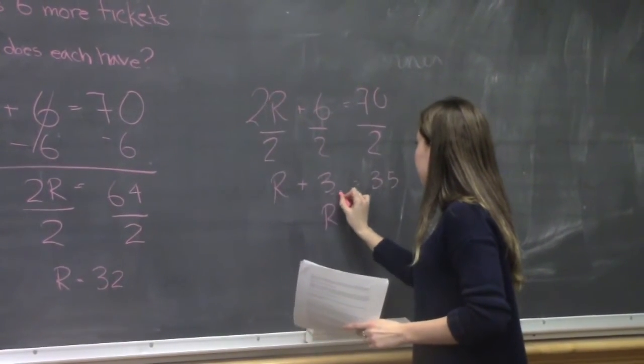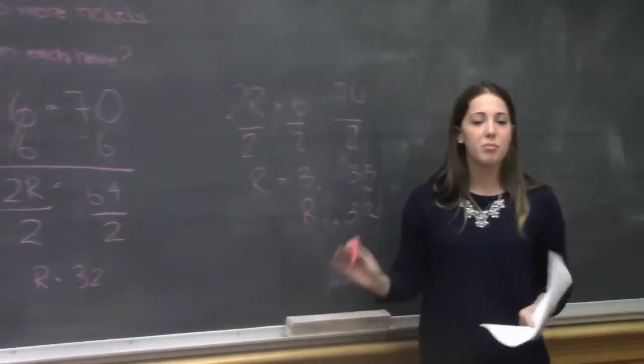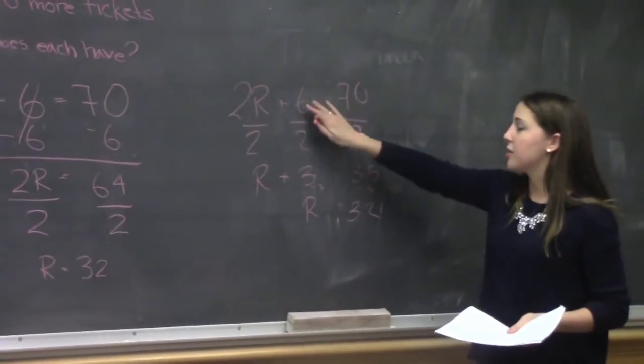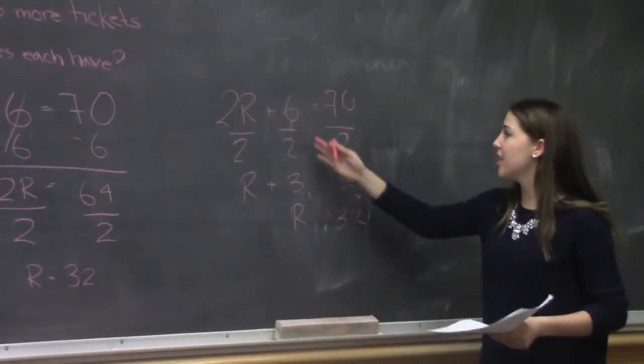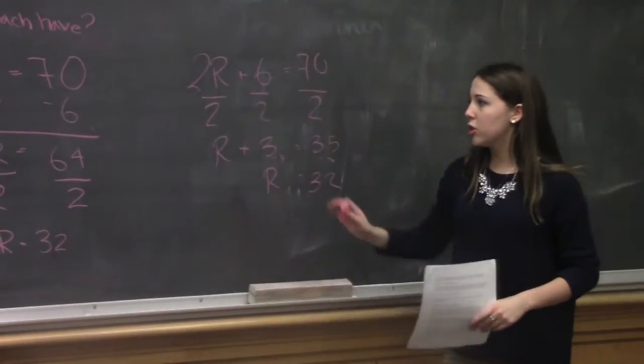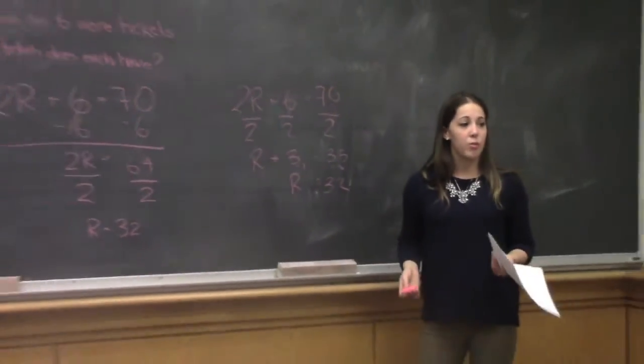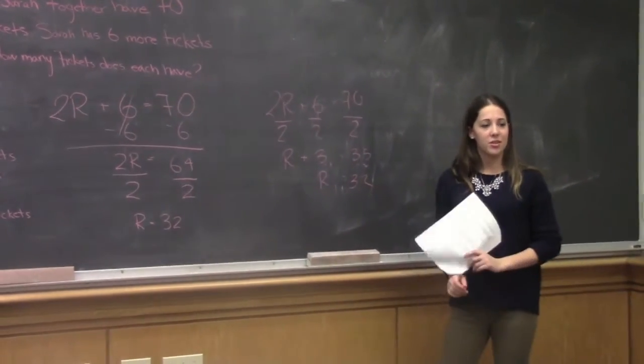So r plus 3 equals 32. However, this might become more complicated if this was a 7, for example, because then you would end up with 7 halves, which could get messy. So in most situations, you want to add or subtract first, but you need to know that it is not wrong if you divide or multiply first.